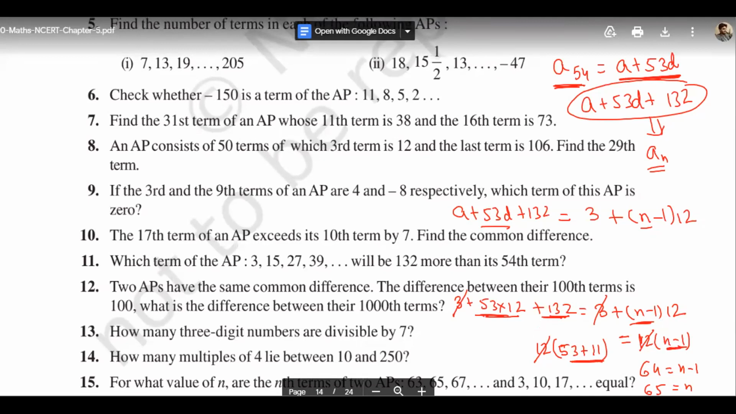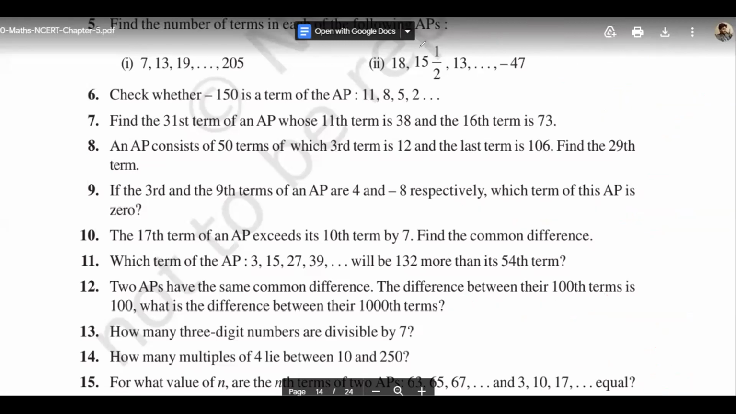Or still having some doubt? No doubt. Note it down. Yes. Okay, moving on to the next question. Next and last question for today.